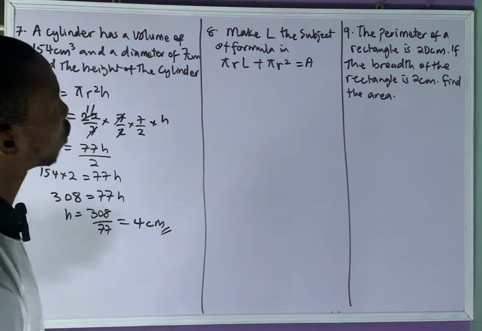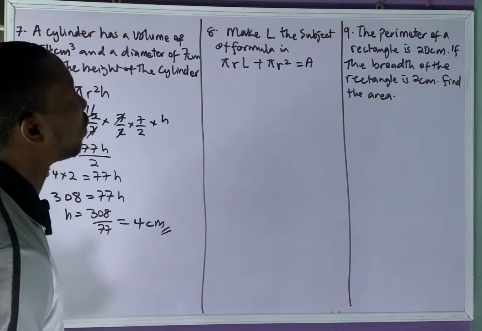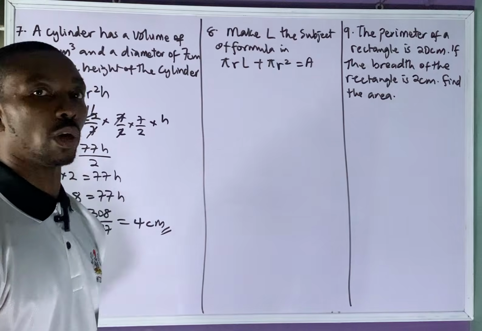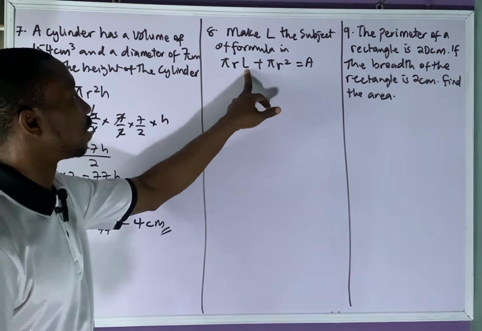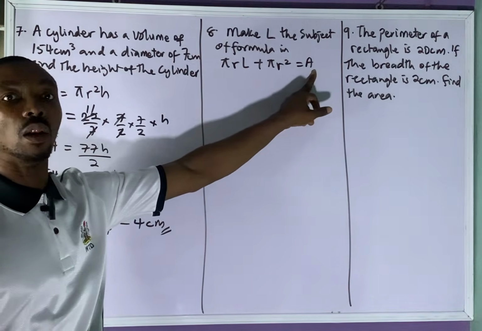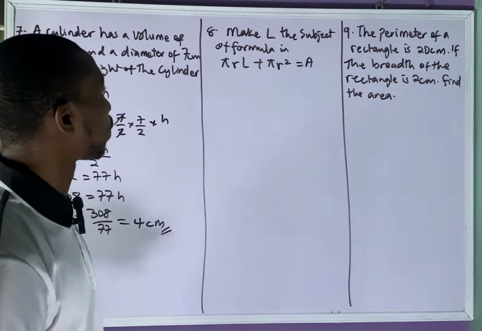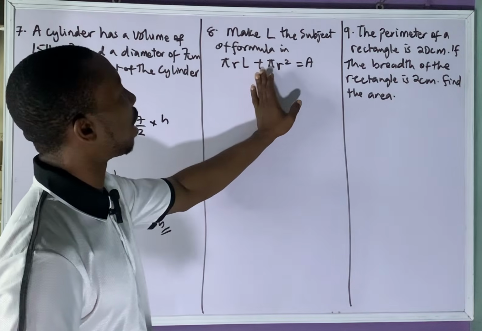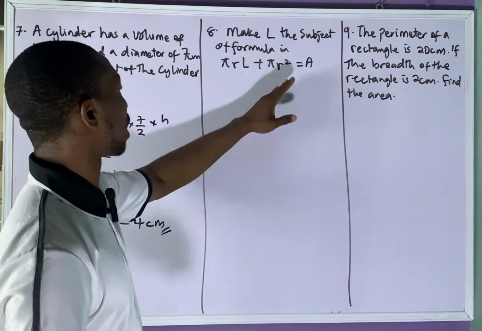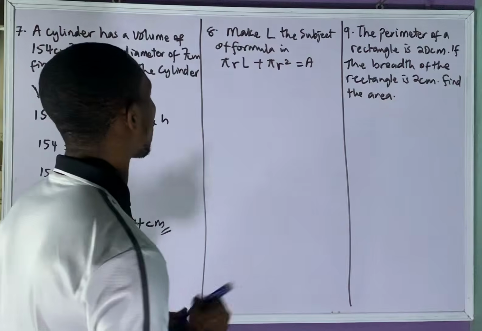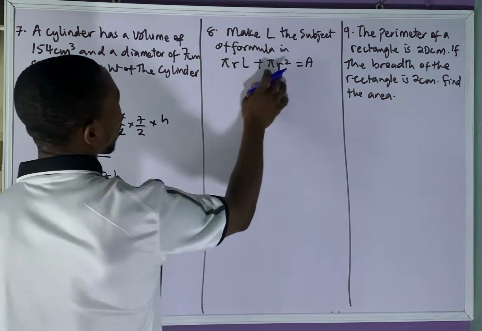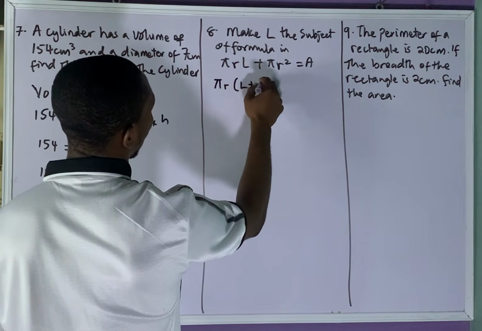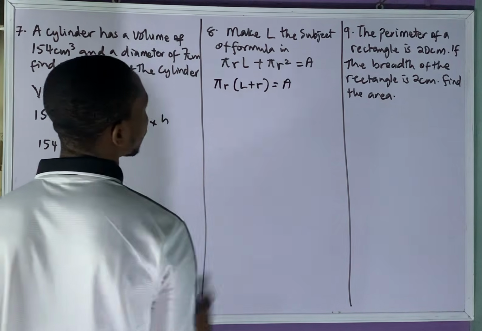Okay, now to the next question, it says make L the subject of formula in pi r L plus pi r squared equals A. So all you are asked to do is make L stand alone. At this point, let's start with moving our terms over to this side, or we can also collect like terms. If we collect like terms here, this becomes pi r bracket L plus r equals A.